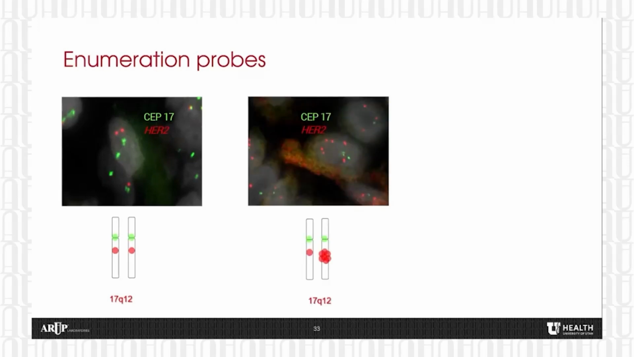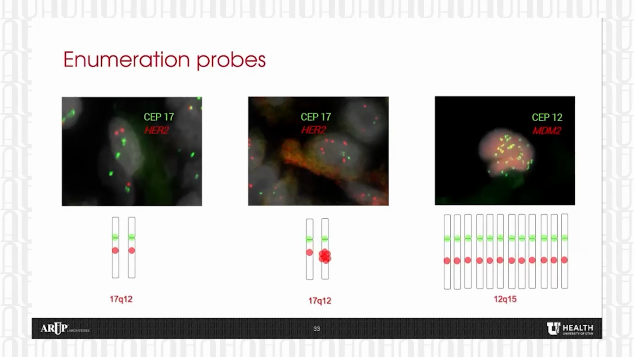So if you have multiple copies of one probe relative to the second probe, and the number reaches the cutoffs, it can be a sign of amplification. So in this cell, for example, there are 2 green signals. So judged by the number of green signals, you have 2 chromosome 17, but you have multiple copies of the HER2 signal.